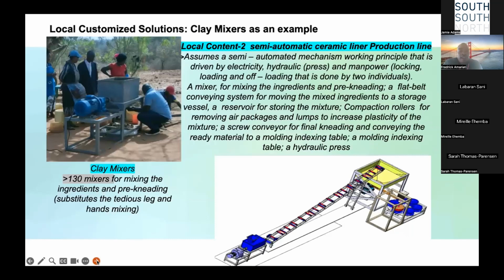In terms of the clay mixers as examples, we're making sure that we have a machine, a mechanical item that can support the mixing process, moving this away from the way it's currently being done. And beyond just this one mixer, we're hoping that we can do two production lines, fully or rather semi-automated, within our two government energy centers. These will be used as centers of excellence for trainings for anyone else who would like to know how to do stove production. Next slide, Sarah.